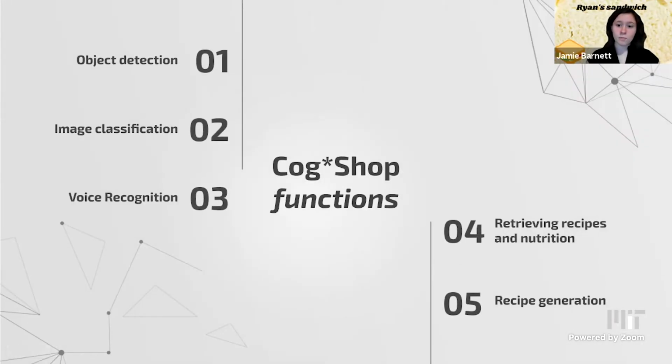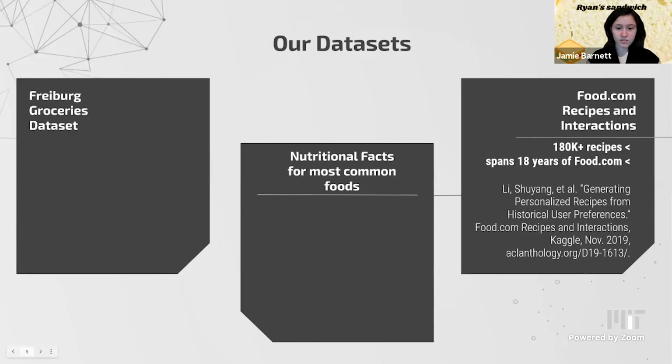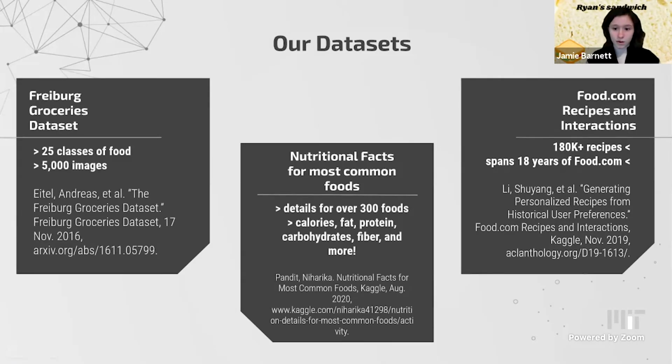As you can see here, we will be explaining each in detail as we go along with our presentation and share demo videos. To start off with, here are the data sets that we use for CogShop. We have an image-based grocery data set for image classification purposes, as well as text-based recipe and nutrition data sets for retrieving information.